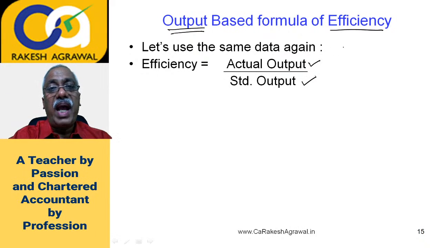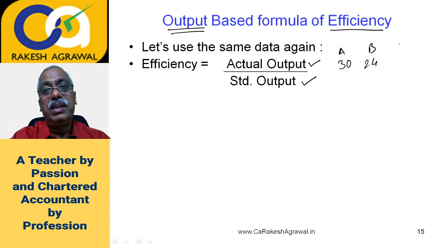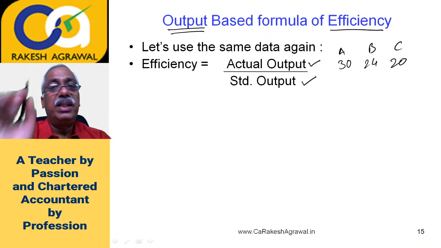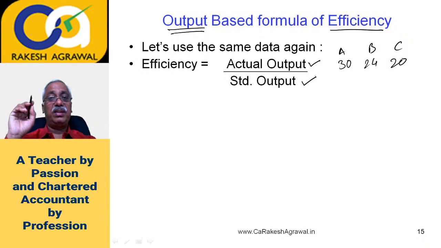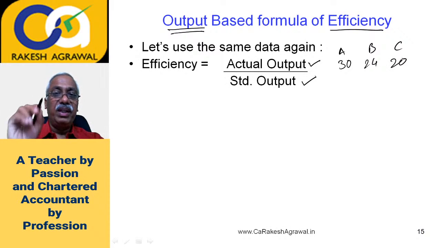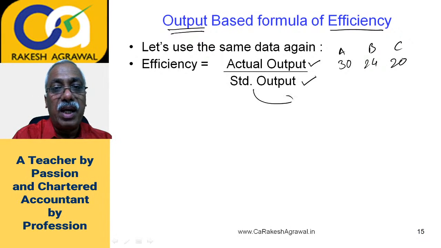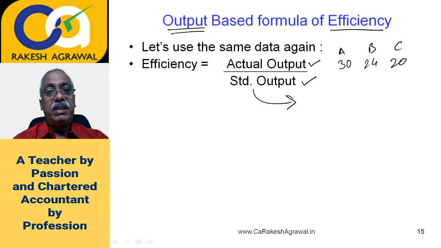Now if you remember, the actual output of the 3 workers was: A's output was 30 units, B's output was 24 units, and C's output was 20 units. That is your numerator for the 3 workers. That is actual output which was given in the question. Now we need to calculate standard output. Please remember, standard output is always calculated for actual time.